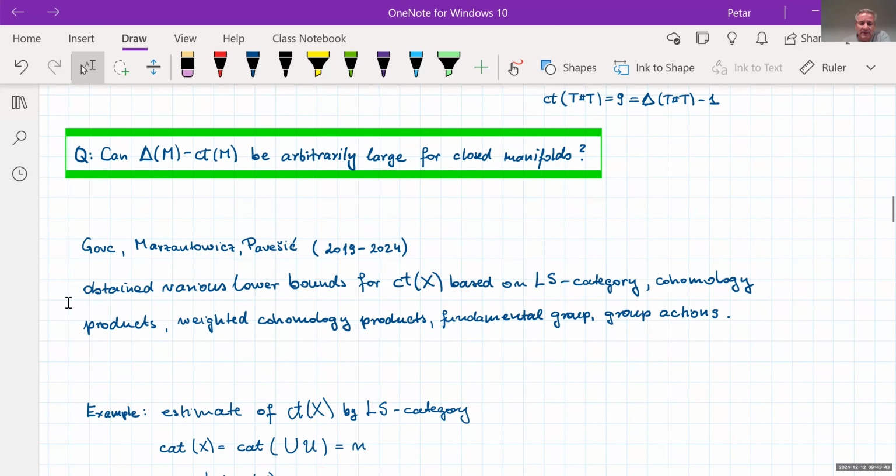And maybe just to give you some flavor how it works, I will give you the simplest one. So the estimate of the covering type based on Lusternik-Schnirelmann category. And the argument is as follows. Oh, one thing, since I'm doing this full screen, I don't see if anyone raises hands or something. So please stop me if you want to ask questions, and you are welcome to ask questions whenever you want.